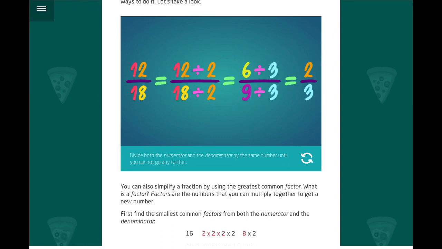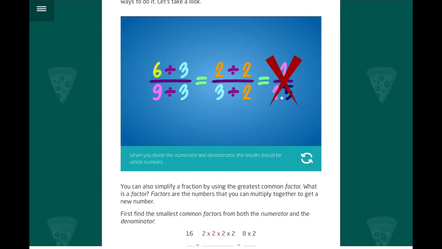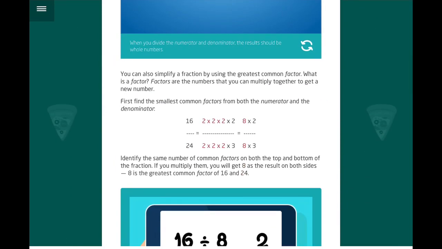Divide both the numerator and the denominator by the same number until you cannot go any further. When you divide the numerator and denominator, the result should be whole numbers. Not like this one. You can also simplify a fraction by using the greatest common factor. What is a factor? Factors are the numbers that you can multiply together to get a new number.